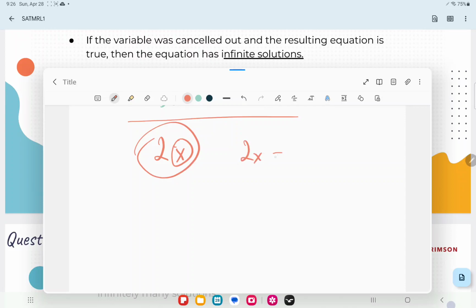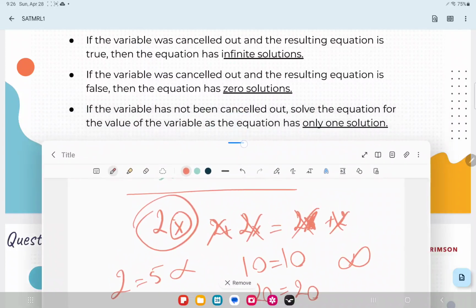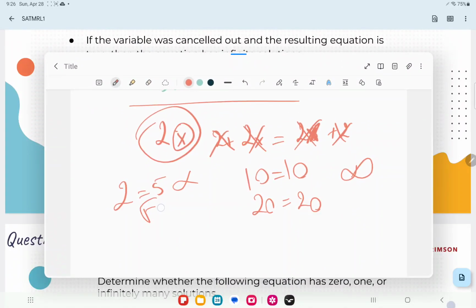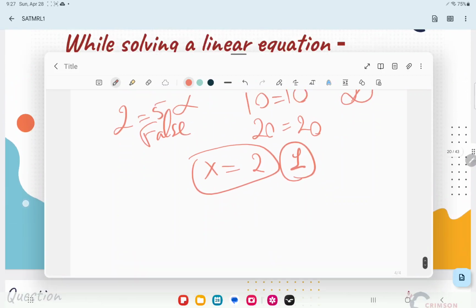Now, if 2x is equal to 2x, so 2 plus 2x and 2x plus 2, I'm going to remove 2x and I get 0 is equal to 0, or sometimes 10 is equal to 10, or 20 is equal to 20. So I have infinitely many solutions. But what if I had 2 is equal to 5? This one has 0 solutions because this is false. So when do you have one solution? When you actually solve it and you get something like x is equal to 2. So over here you have one solution. Let's go back.